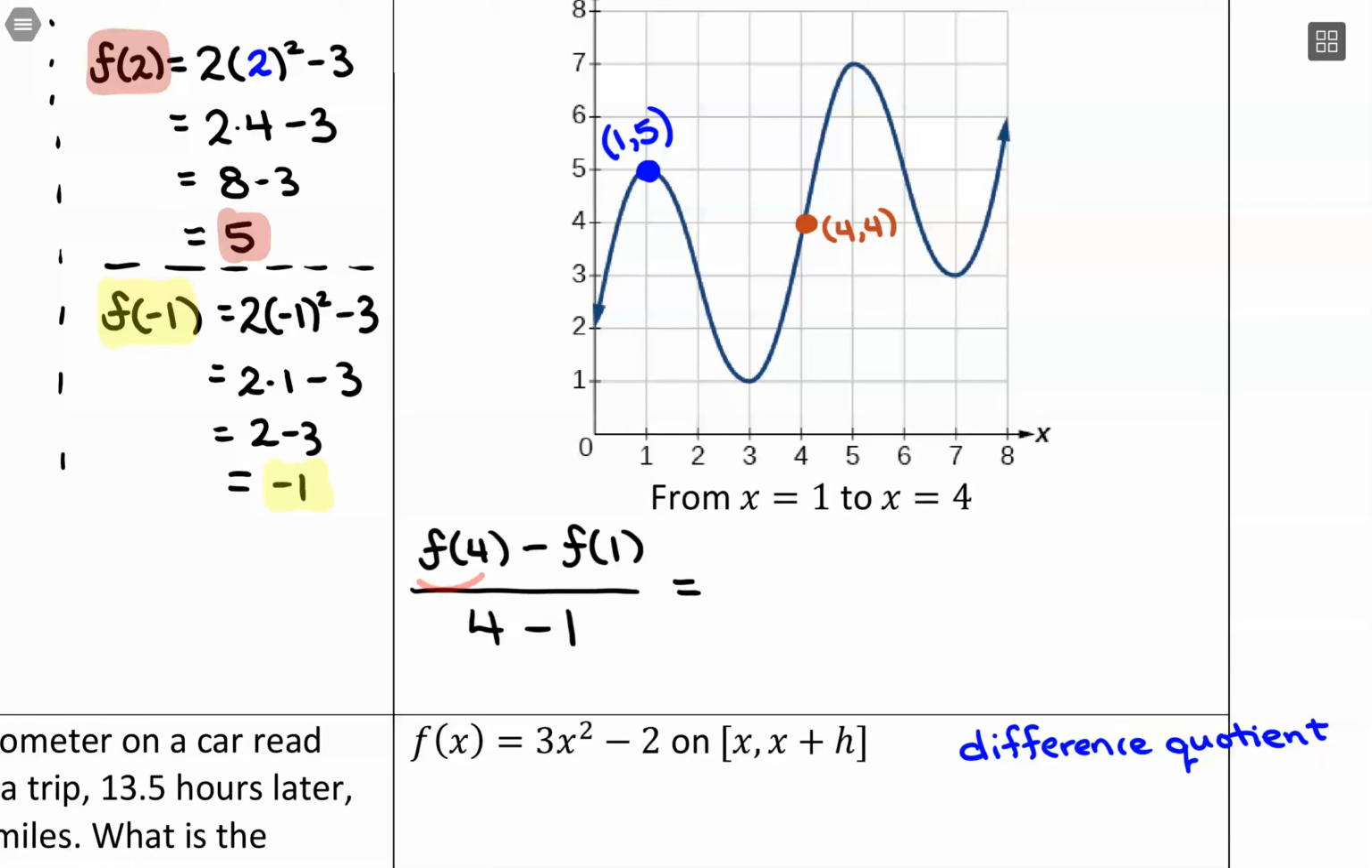So f of 4, the output, would be that y value of 4 that we see right there, minus f of 1, where we're looking for the output when x equals 1, which is that positive 5, over 4 minus 1, which is 3, so we're getting negative 1/3. So what we just found here is slope, and the line that we're finding the slope of is the line that goes between those 2 points.